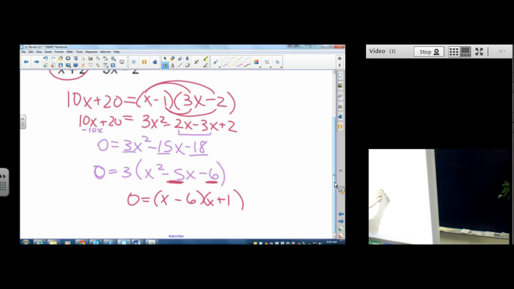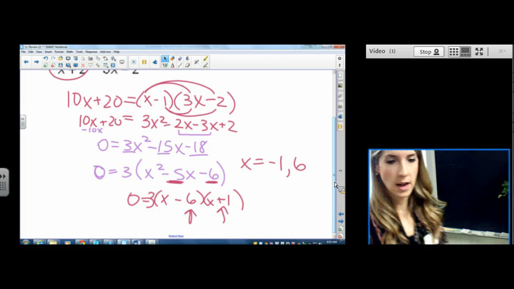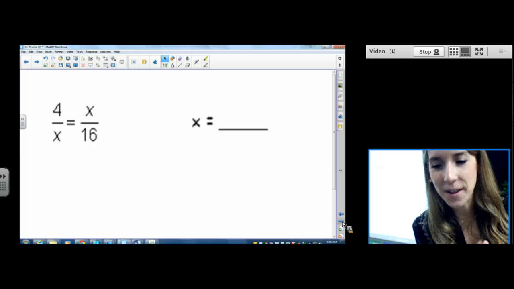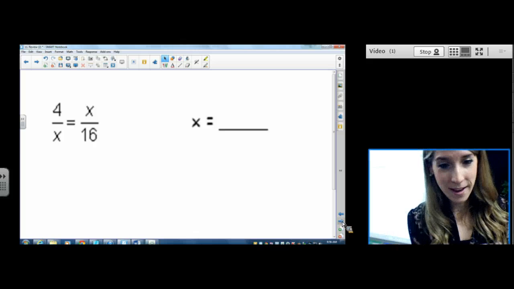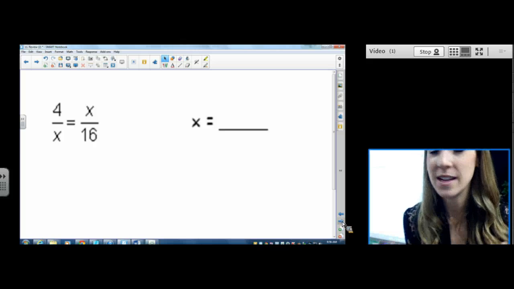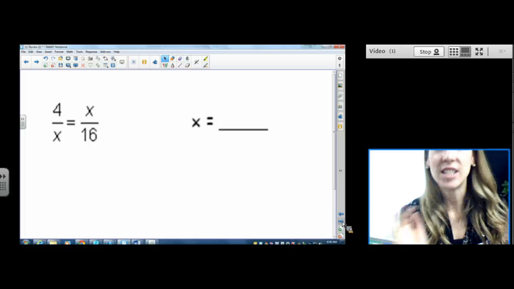You take the opposite of both of those. x equals -1, you get that from here, and x equals 6, you get that from here. You may ignore the 3 is still there, but the 3 does not affect your answer. It never fails to baffle me how many times I go over this and how many times we can't do this.